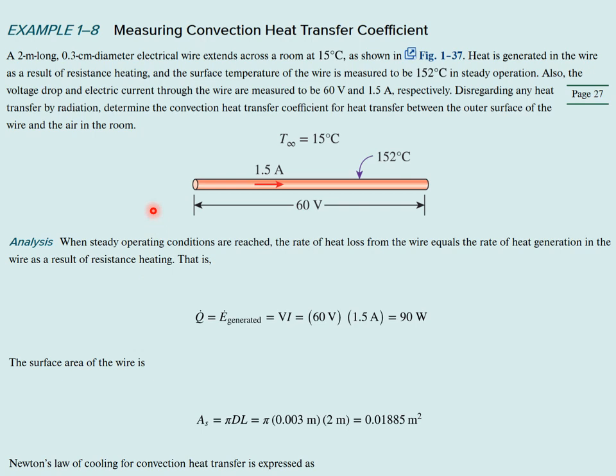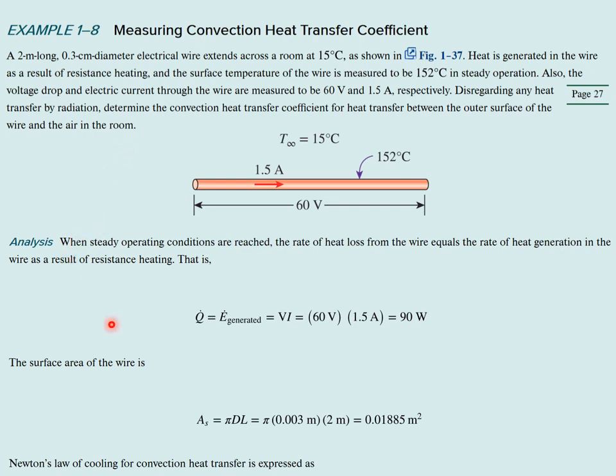Here we have a 2 meter long, 0.3 centimeter diameter electrical wire that extends across a room at 15 degrees C. Heat is generated in the wire as a result of resistance heating, so these are the I squared R losses. The surface temperature is found to be 152 degrees C, which is pretty warm. The voltage drop and current through the wire are measured to be 60 volts and 1.5 amps respectively. Disregarding any heat loss by radiation, determine the heat transfer coefficient for the heat transfer between the outer surface of the wire and the room.